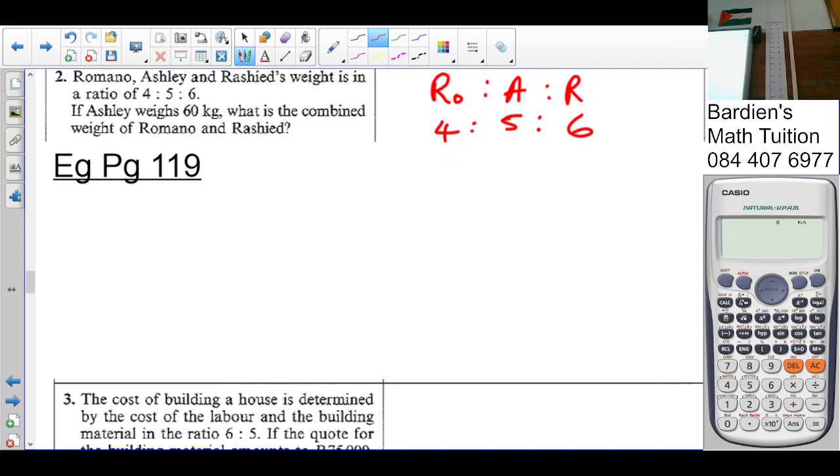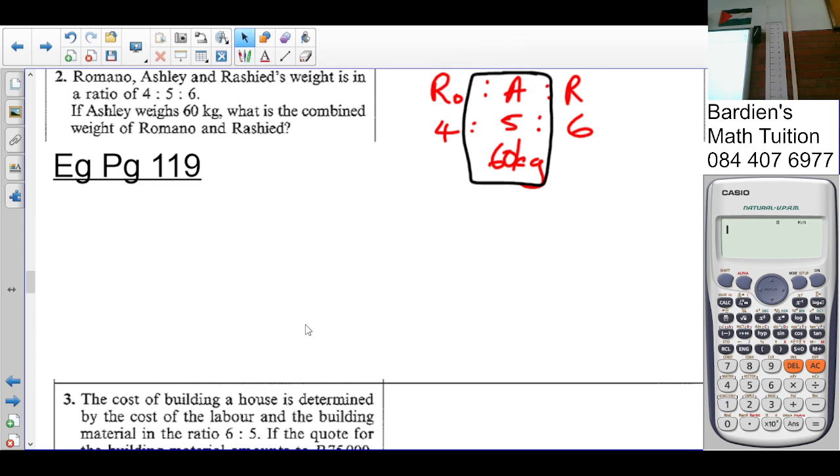Okay. If Ashley weighs 60 kilograms, so we're going to put 60. Is 60 the total? No, it's under Ashley. That's 60 kilograms. What is the combined weight of Romano and Rashid? So firstly, I need to work out what the weight per unit is. So you work out the weight per unit, and then you work out the combined weight of Romano and Rashid. Okay.